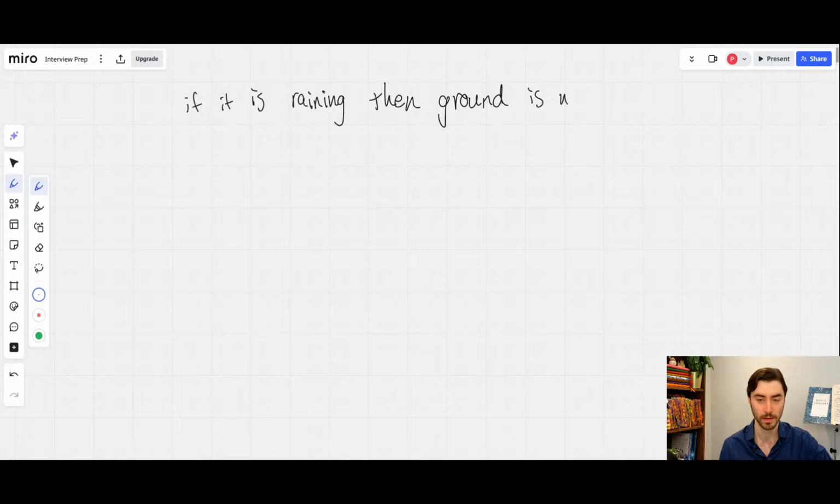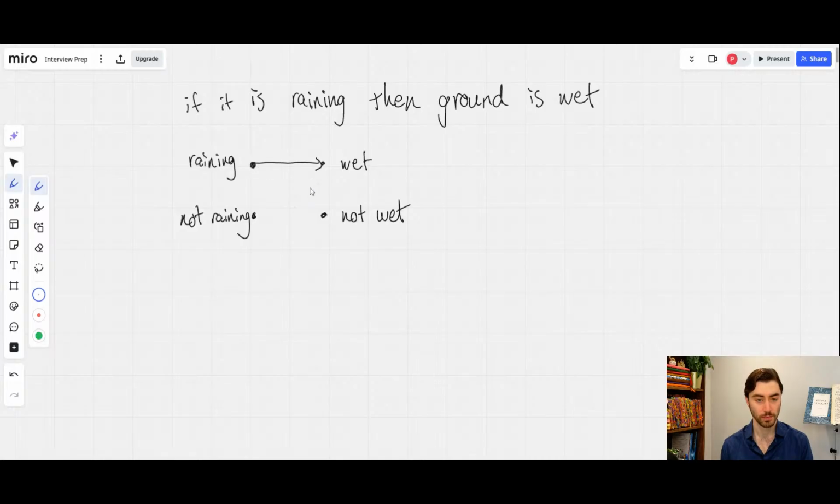If that is the statement, the way I would lay that out is you have the if on the left and the then on the right. So it's raining or it's not raining. And the ground is wet or the ground is not wet. If it is raining, then the ground is wet. That is true. But it could also be not raining and the ground could be wet for some other reason. And if it's not raining, then the ground is not wet.